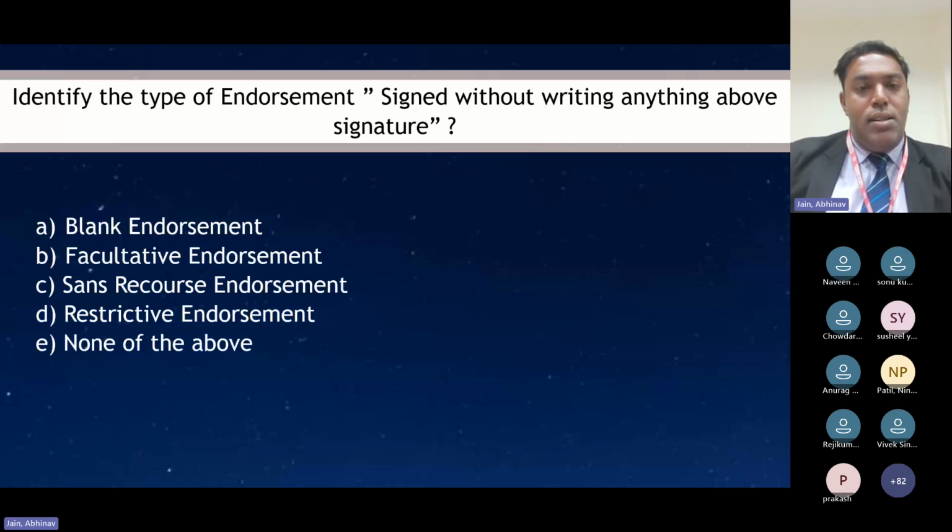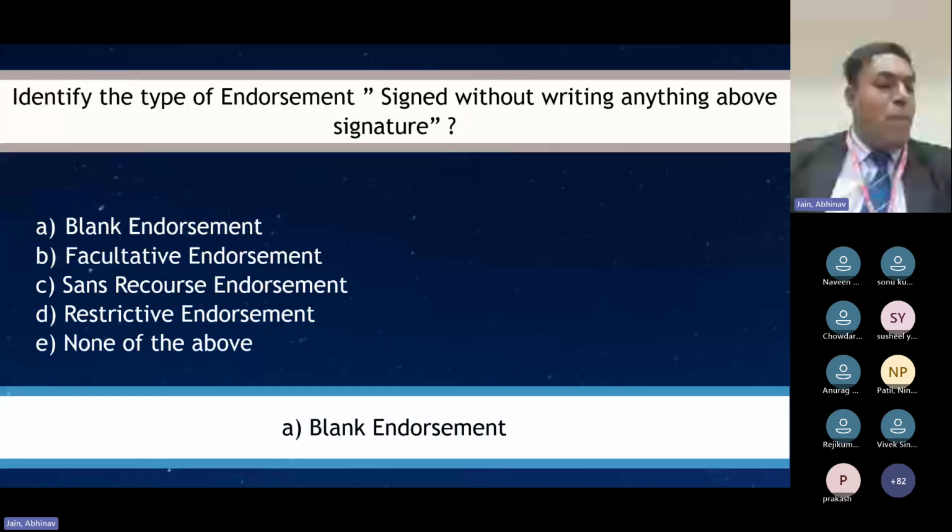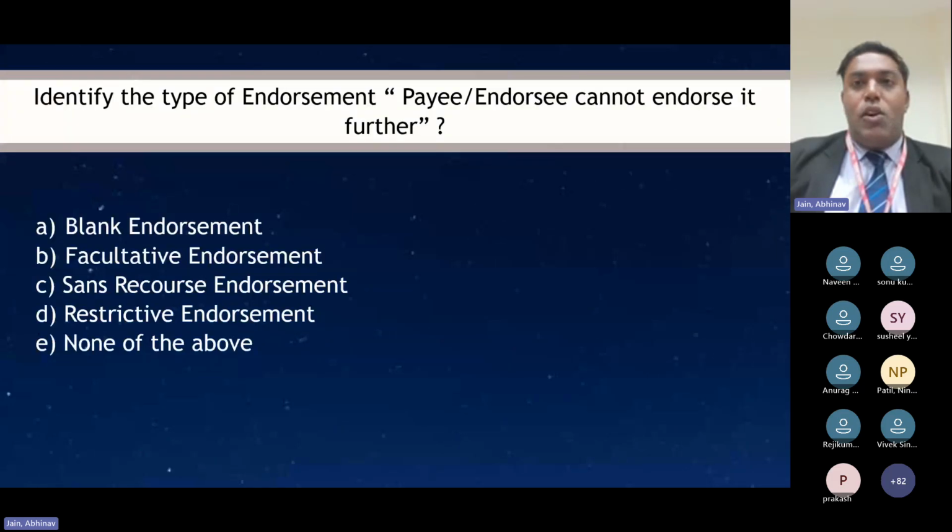Endorsement, obviously. Suppose somebody is signing without writing anything above the signature. It is a blank endorsement because no endorsement is done in anybody's favor. So it is a blank endorsement. Now, payee or endorsee cannot endorse it further. Suppose there is an endorsement already being done. Now the person who is the payee or endorsee cannot re-endorse it or endorse it further.